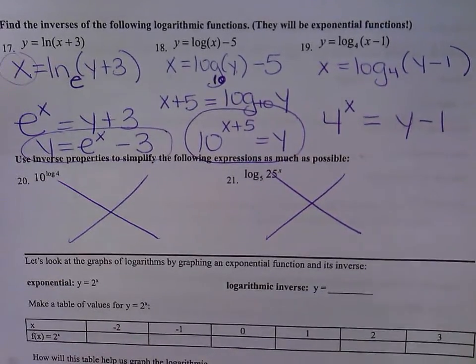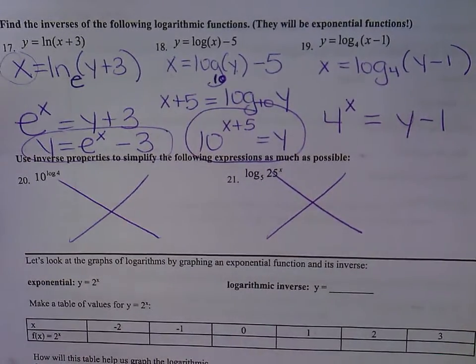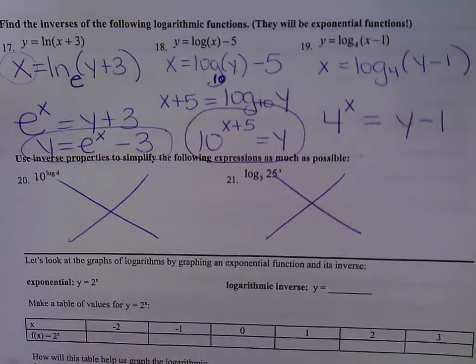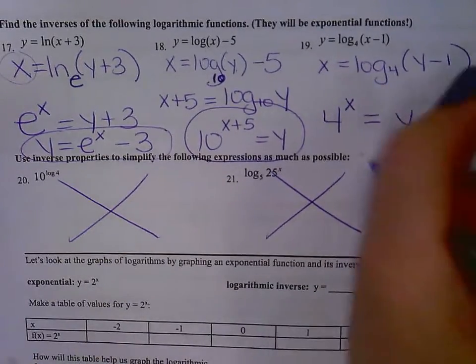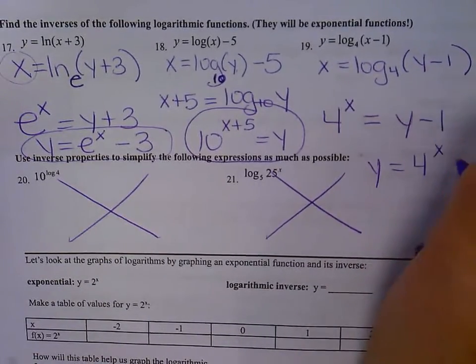Are you laughing thinking about the ones you're doing that? So then what would be my last step to get my final answer? I can't leave it like this. Add 1 to the other side. So y equals 4 to the x, and then I would write big plus 1.